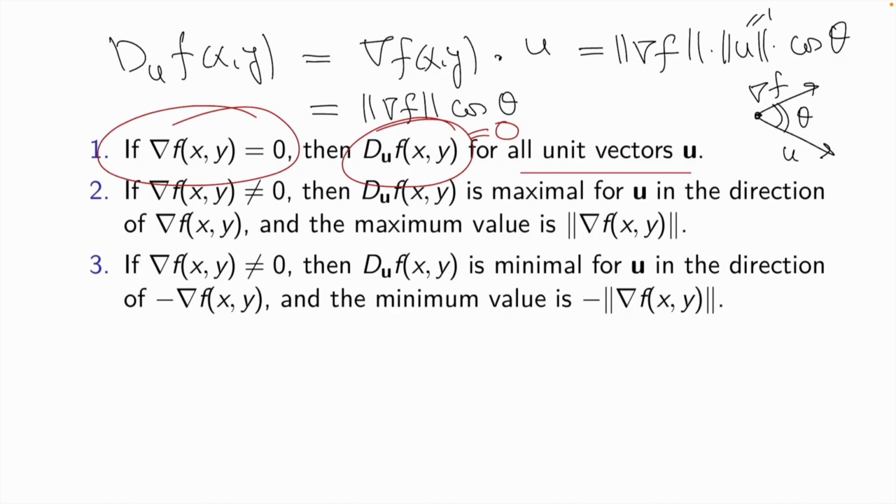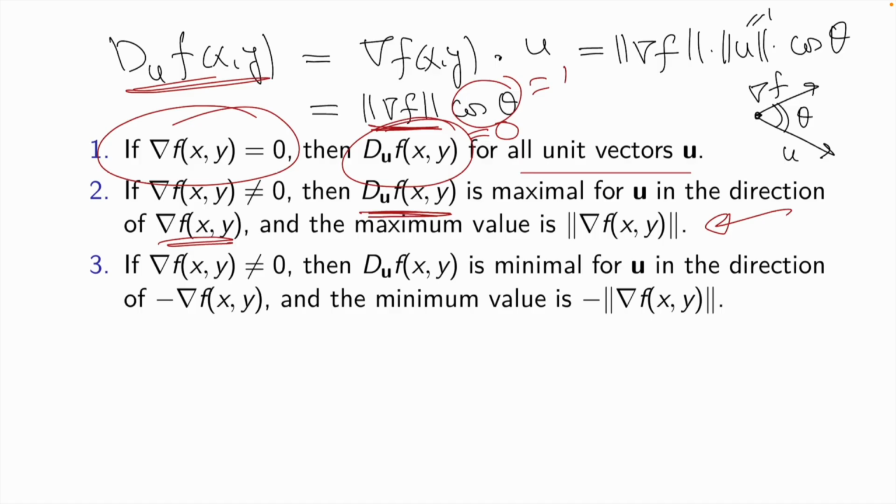Also, the second property tells us that if the gradient is not 0, not the vector 0, then the directional derivative is going to be maximal for what direction? For the direction of the gradient, as we said before, when the cosine is equal to 1. And moreover, when this is equal to 1, the directional derivative will be just equal to the norm of the gradient.